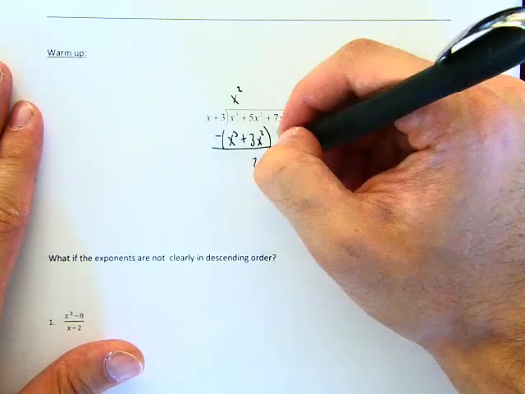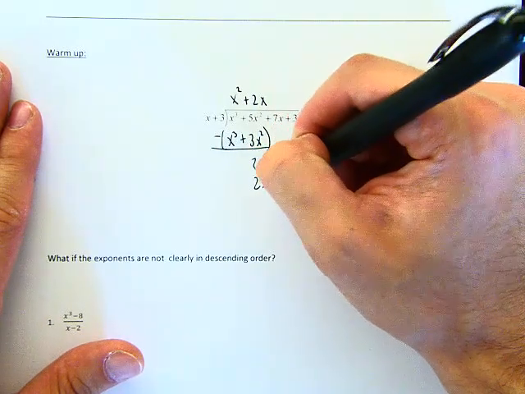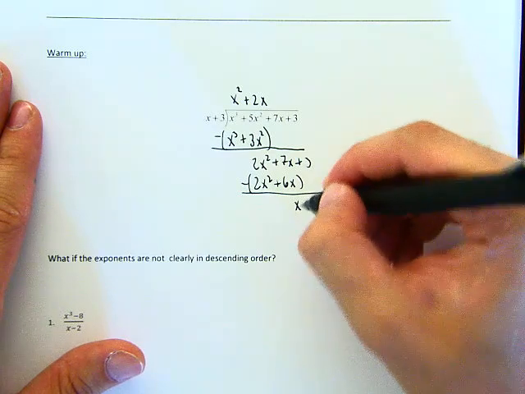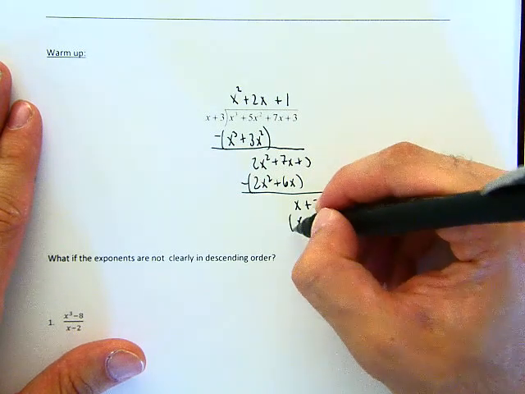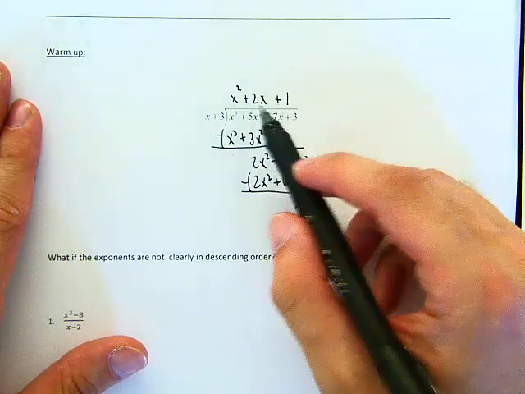How many times does x go into 2x squared? It goes in 2x times. 2x times this is 2x squared plus 6x. Then I have x plus 3. Then this is 1, x plus 3, and listo. We're done, 0. So this is a factor of that.